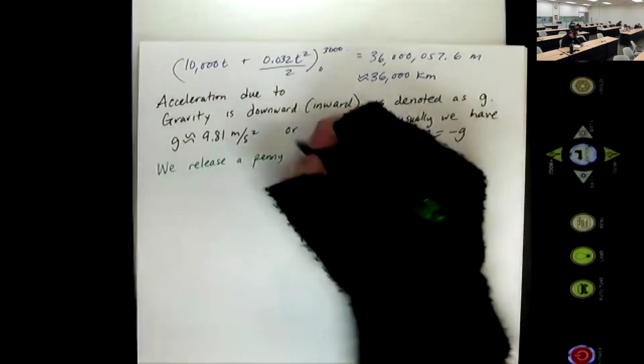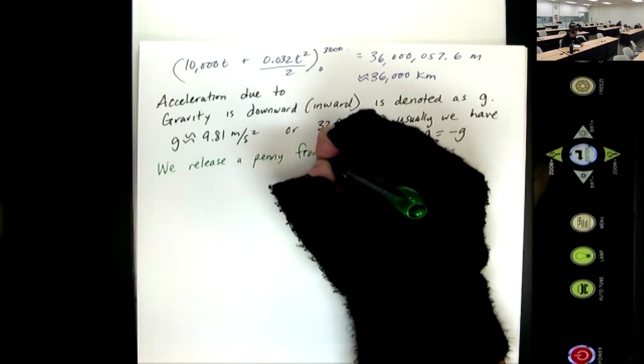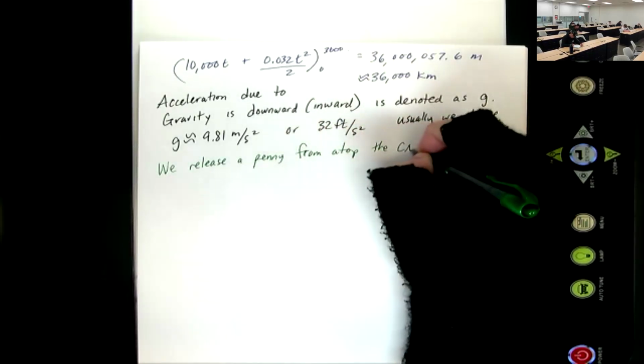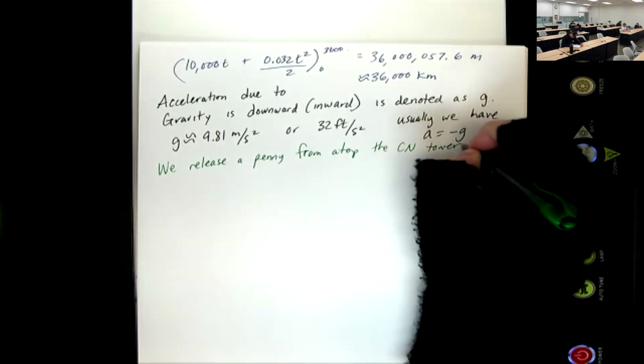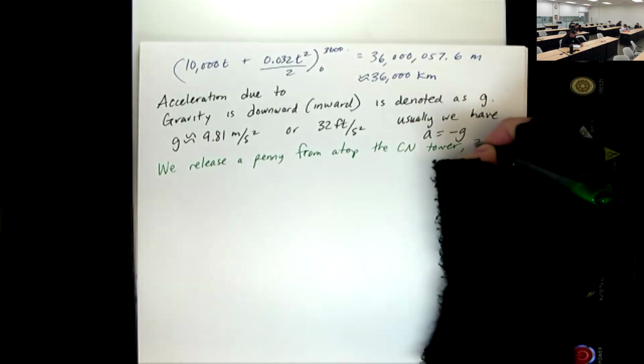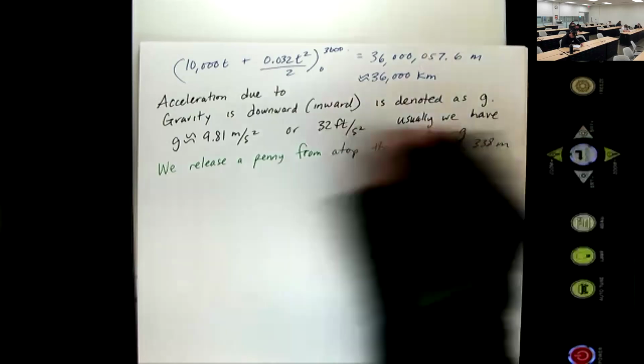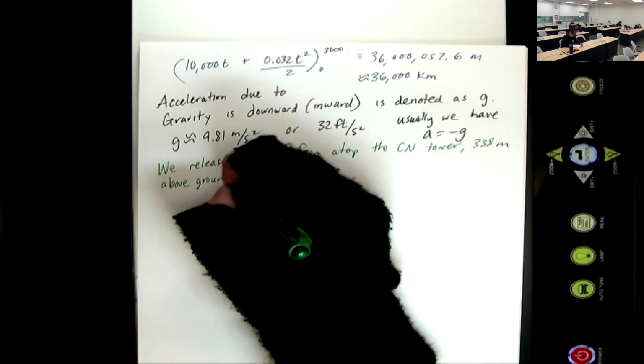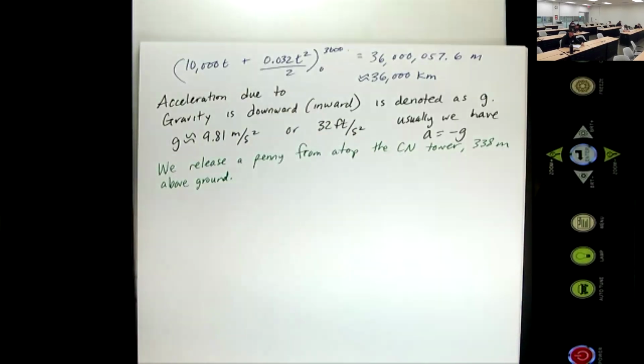From atop the CN Tower, which is 338 meters above ground. A lot of these tall buildings, like the Empire State Building, have a big balcony on top for you to walk around and view. If you're going to build something that tall, you might as well have somewhere for people to look from, right?